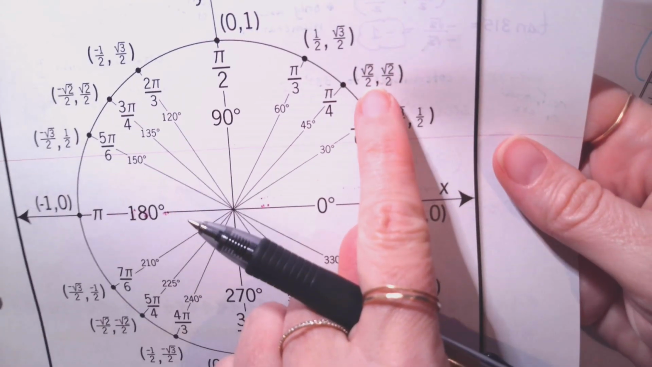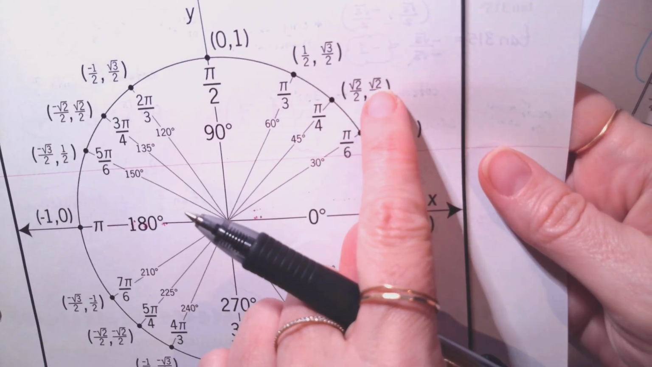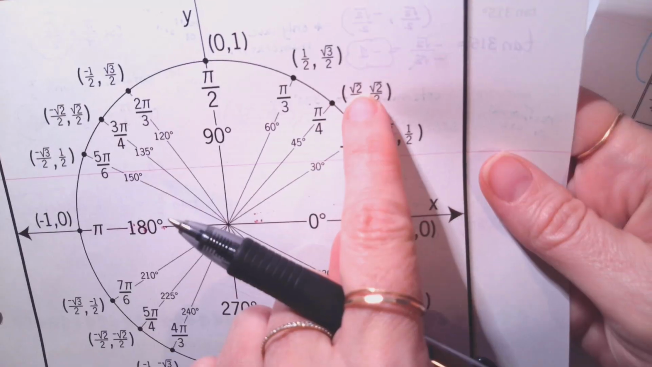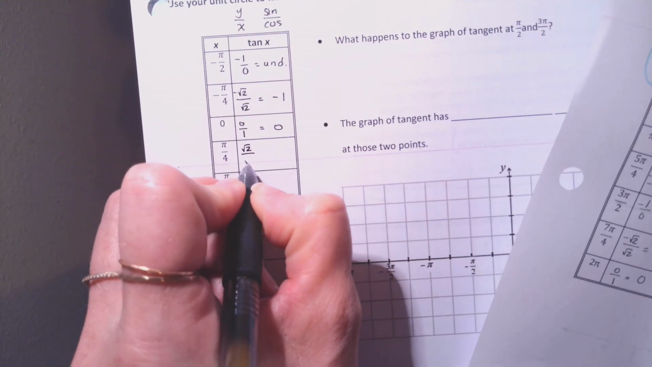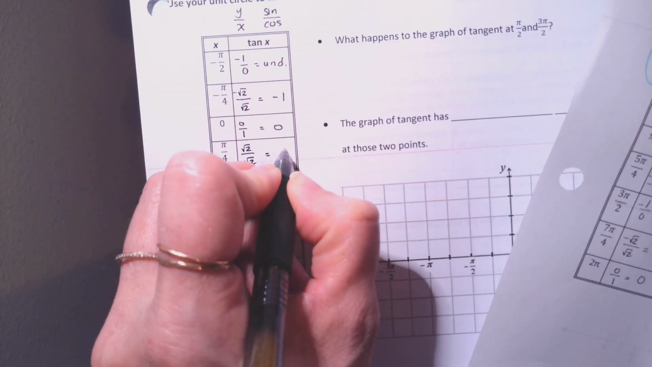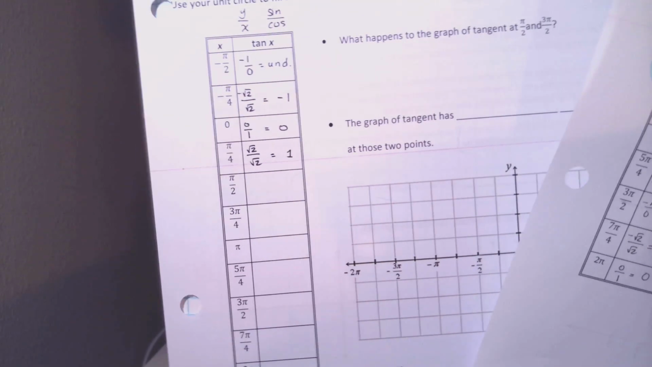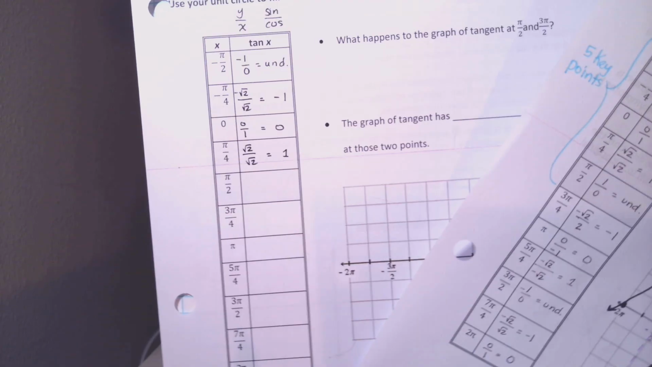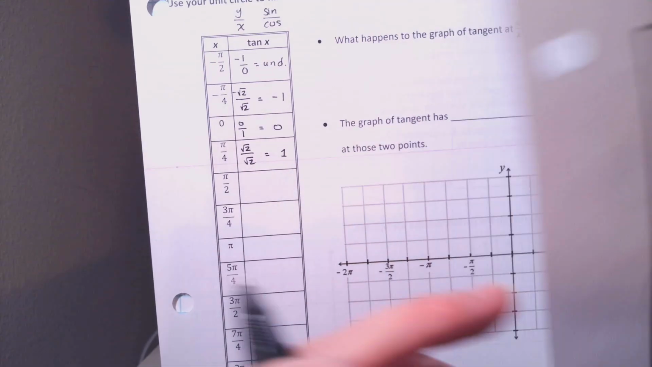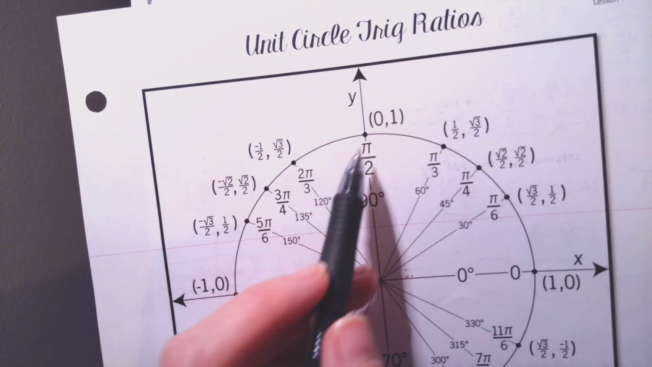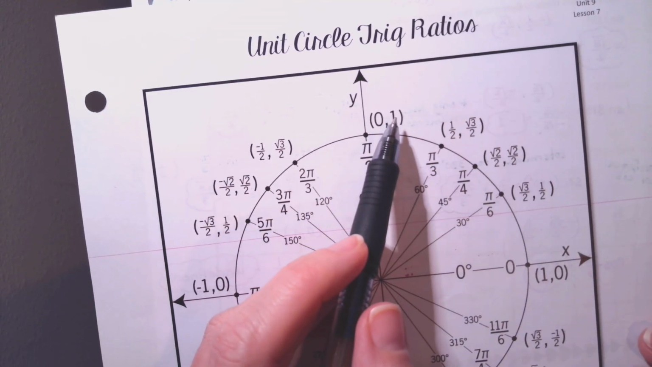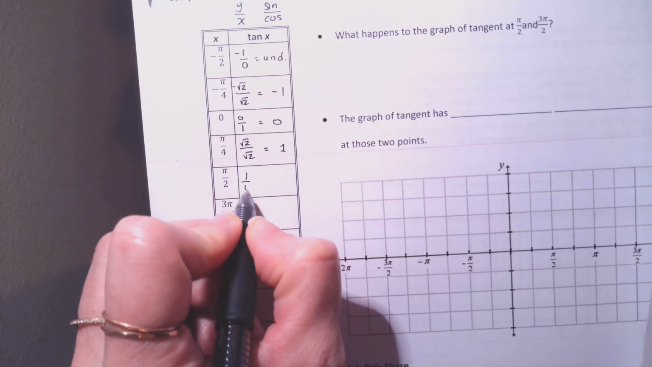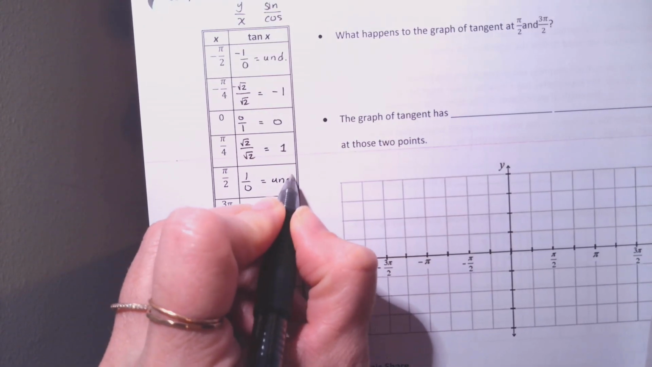And then I have pi over 4 right here. If I did this numerator y divided by this numerator of the x, that would be root 2 over root 2, which is positive 1. Excuse the chaos. Okay, and then at pi over 2, if I did the y divided by the x, I would have 1 over 0, which again is undefined.